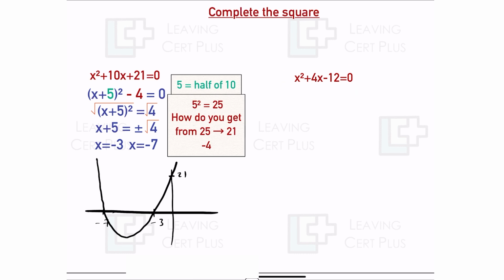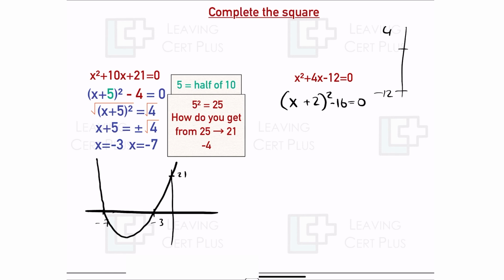Okay, so hopefully you got that done. First of all, we have x and something else to be squared. That something else is half of 4, so that's plus 2. So now you're at 4, which is 2 squared. You want to get to minus 12. You're at 4, you want to get the whole way down to minus 12. So that's going to be 4 and 12 is 16 negative, so minus 16 is equal to 0.